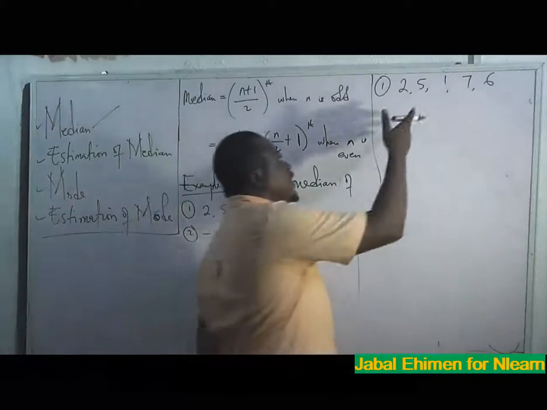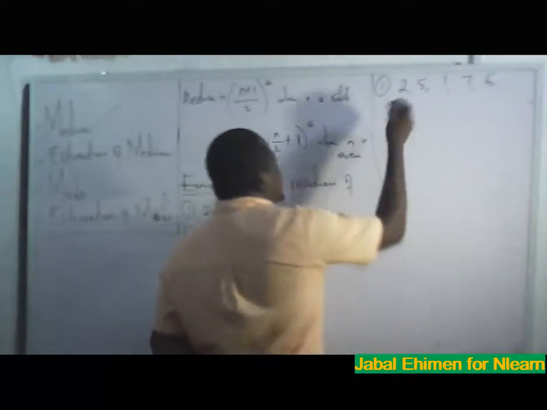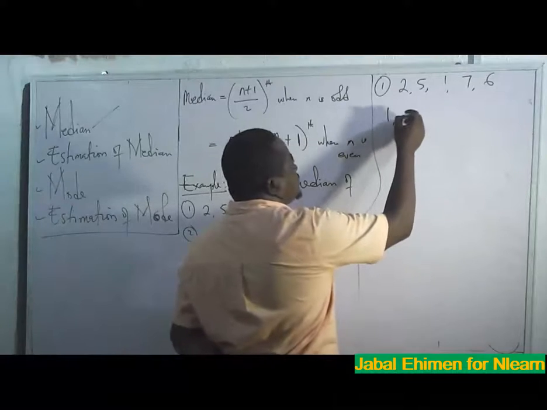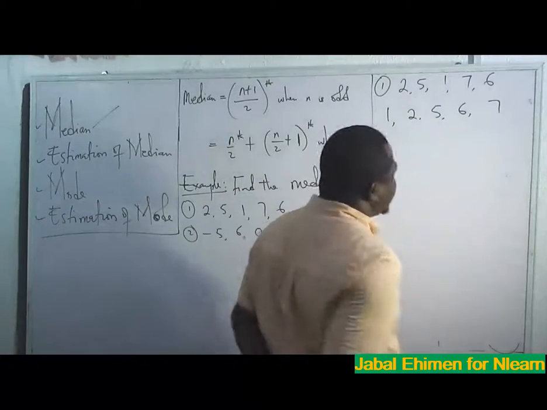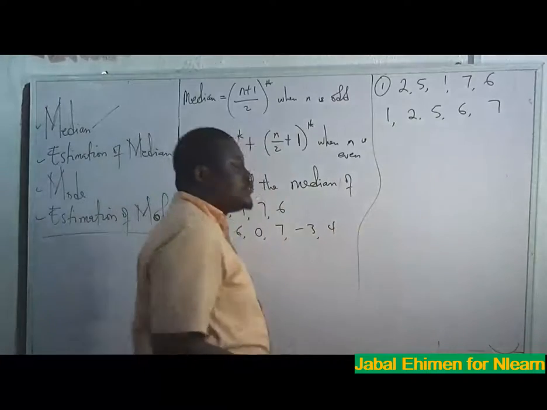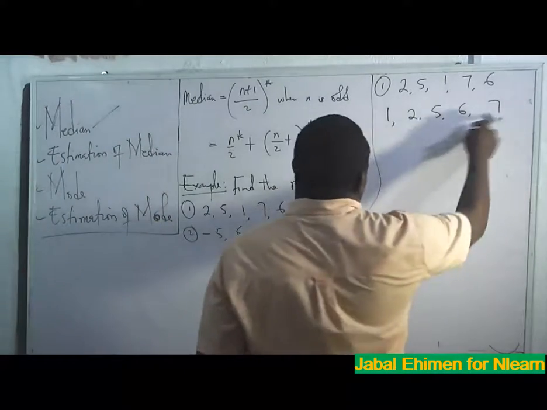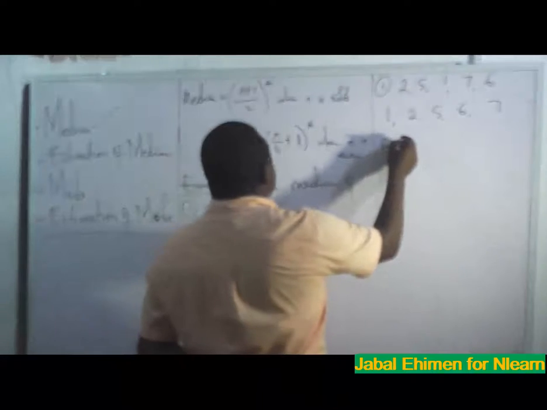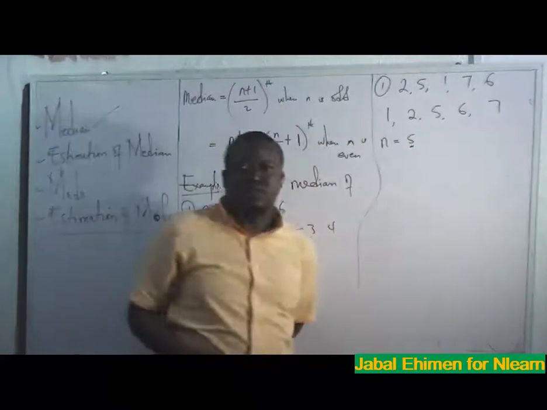Now you have 2, 5, 1, 7, 6. Let's rearrange them. Rearranging them will be 1, 2, 5, 6, and 7. Now, how do we get the median? We'll discover that we have 1, 2, 3, 4, 5. So the number n is equal to 5, and this n is odd.